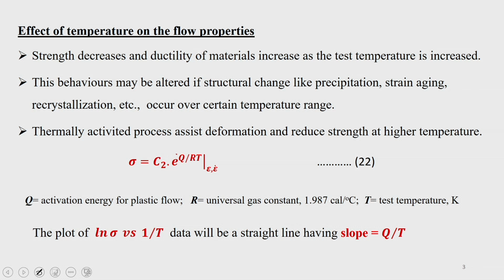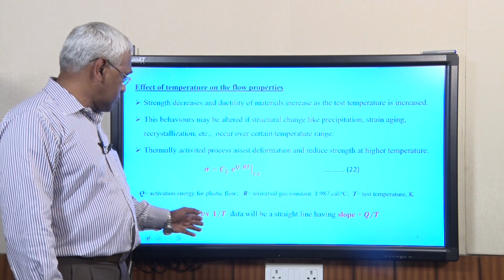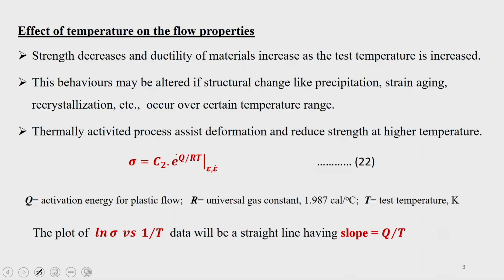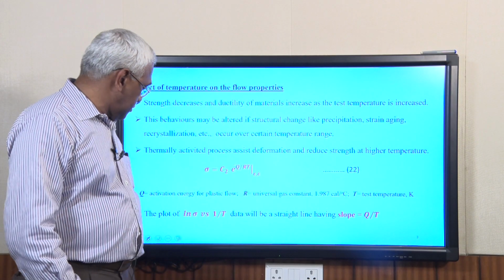This Q you can obtain by plotting from these different values. You plot log sigma versus 1 by T; sometimes people use 1000 by T also. Whatever it be, it is the log sigma versus 1 by T data. If you plot it, it will almost be a straight line, and then you take the slope of that line, which will give you the value of Q by R. So from that, depending upon the temperature, you can calculate the activation energy for plastic flow for the material.